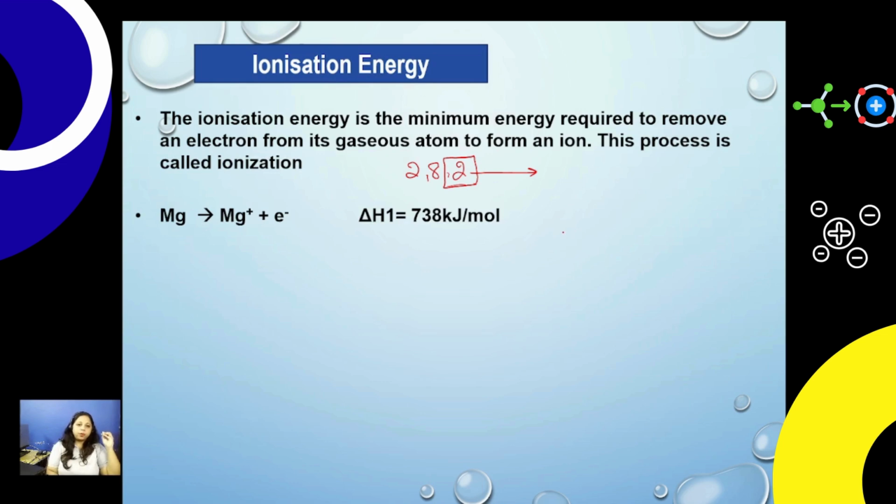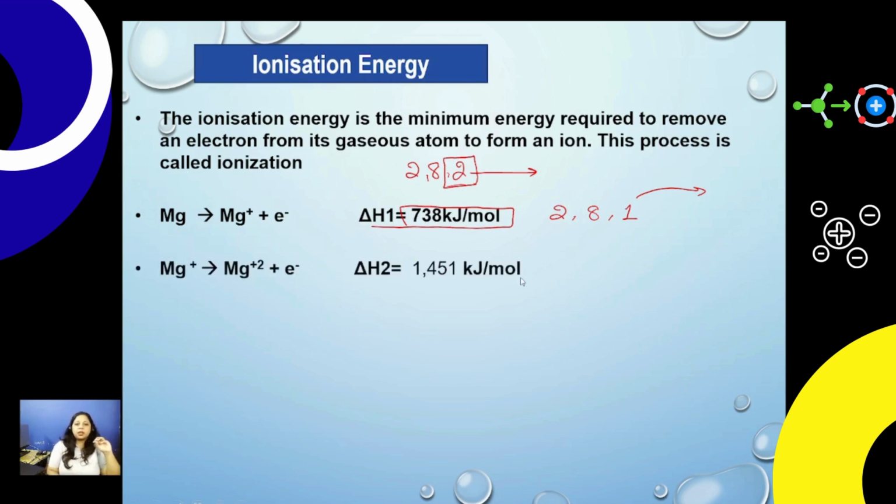To remove the first electron, we need an energy of 738 kilojoules per mole. Now the electronic configuration would become 2,8,1 because the electron is lost. One electron has been given off. Now the second ionization energy would be 1451, and it would have an electronic configuration of 2,8.